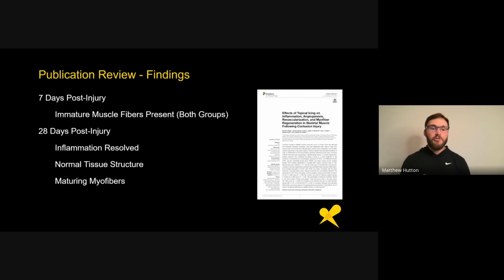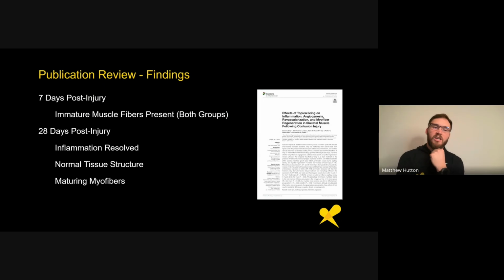7 days post-injury, you start to see immature muscle fibers in both groups. This is where it starts to get interesting. Wait a minute, didn't we just say that ice delayed inflammation and decreased the macrophage presence? Well, then how are we getting immature muscle fibers that are generating in both groups?